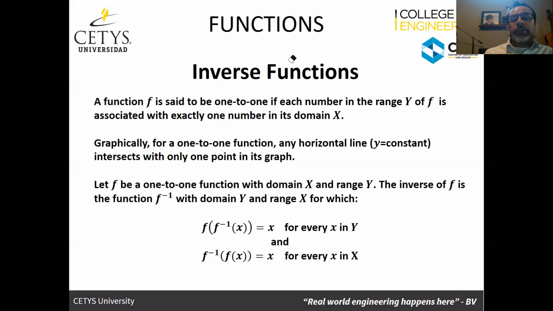Now, what is a one-to-one function? A one-to-one function is a function in which for every value of y, there is one value of x. Remember, for a function, for every value of x, there's a corresponding unique value of y. But I might have that for two different values of x, I have the same value of y. I'll give you an example of this for a normal function.